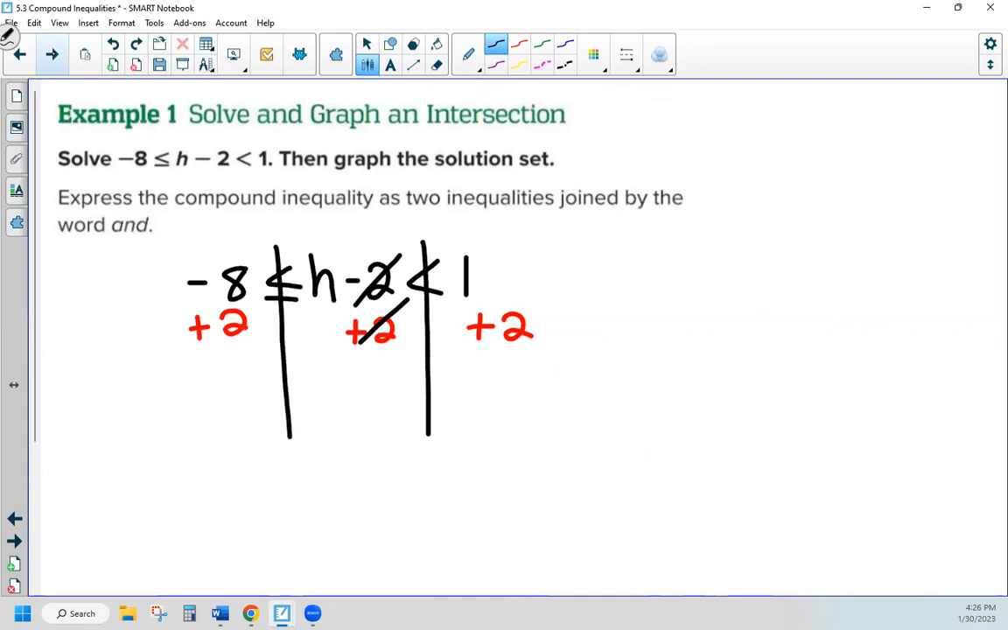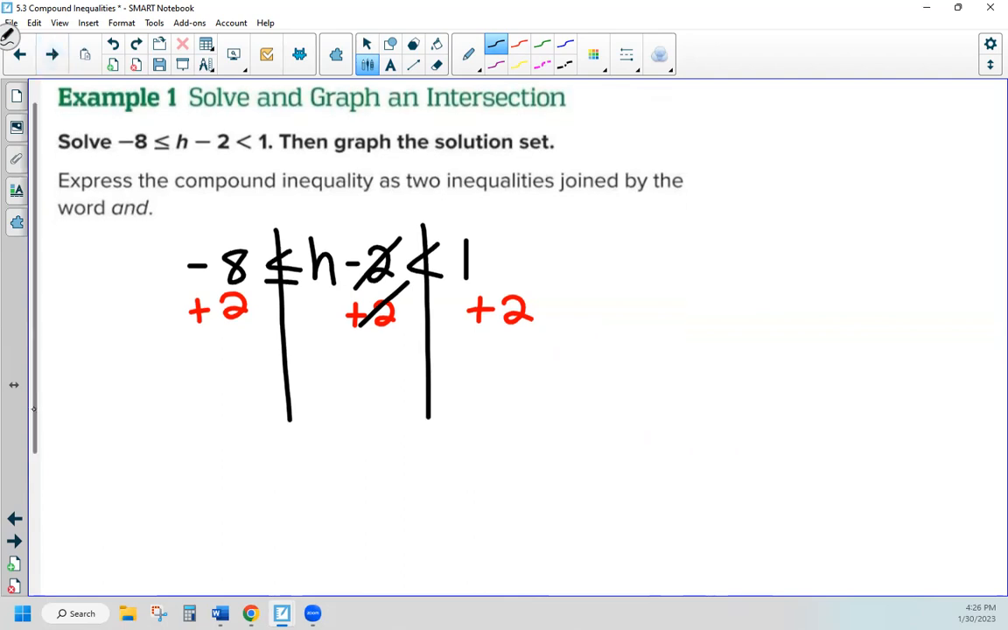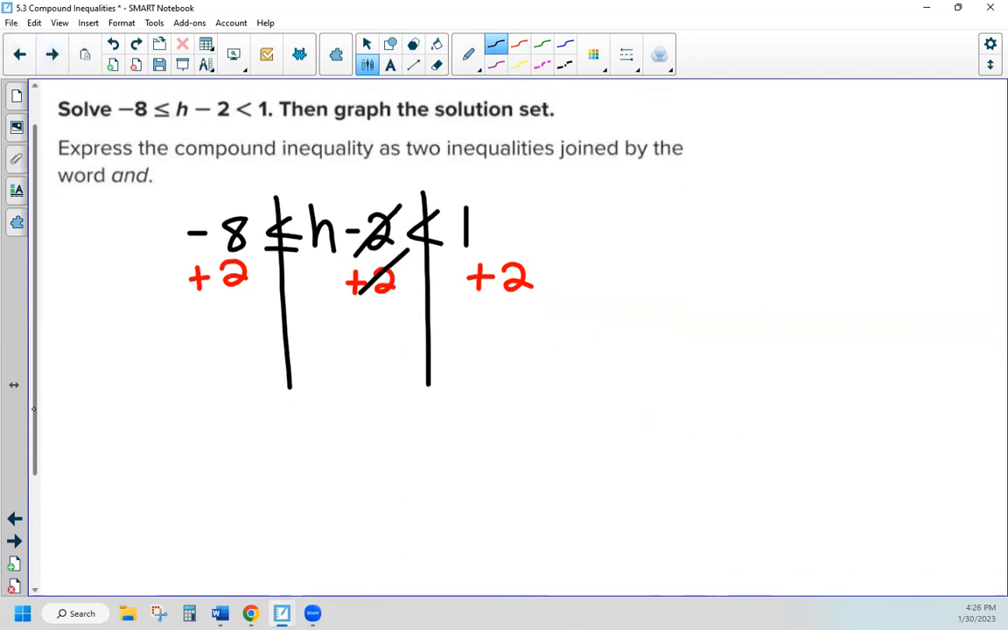So notice that I did it to all 3 sides, the middle, the right, and the left. So that is what I need to do equally to all 3 sides. Whatever I decide to do to one side will be done to the other 2 parts of the inequality. So I have -8 plus 2, that's going to give me a -6. We keep the inequality symbols the same way, because we did not multiply or divide by a negative number. And then 2 plus 1 will give me 3.